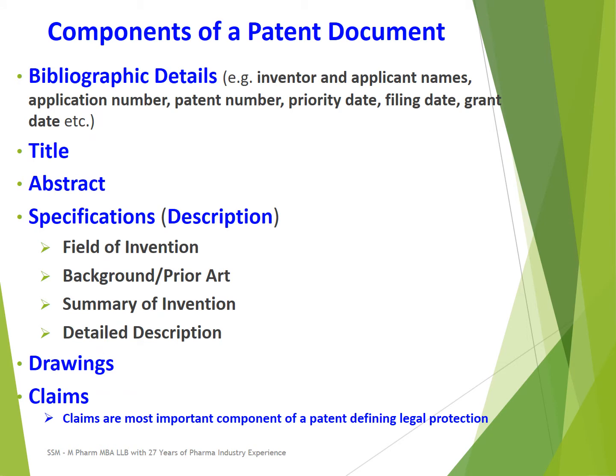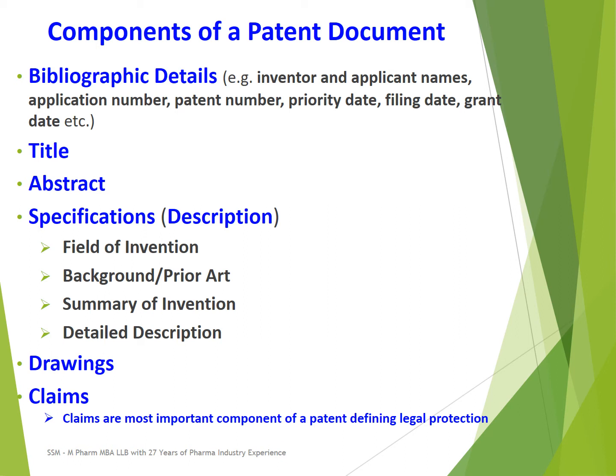Now, different components of a patent document. If you see the first page of a patent document, you will find the bibliographic information or bibliographic details, like inventor name, applicant name, application number, patent number, priority date, filing date, grant date, etc. Then title, abstract. Basically, title and abstract are also part of bibliographic details. The next part of patent document is specification or description, which is the longest part.